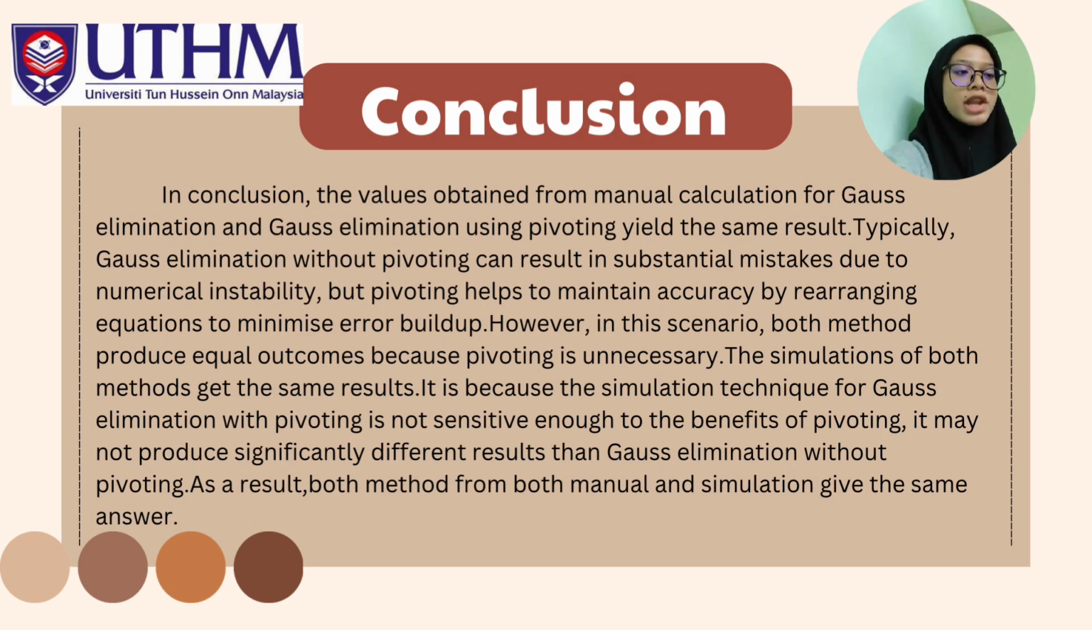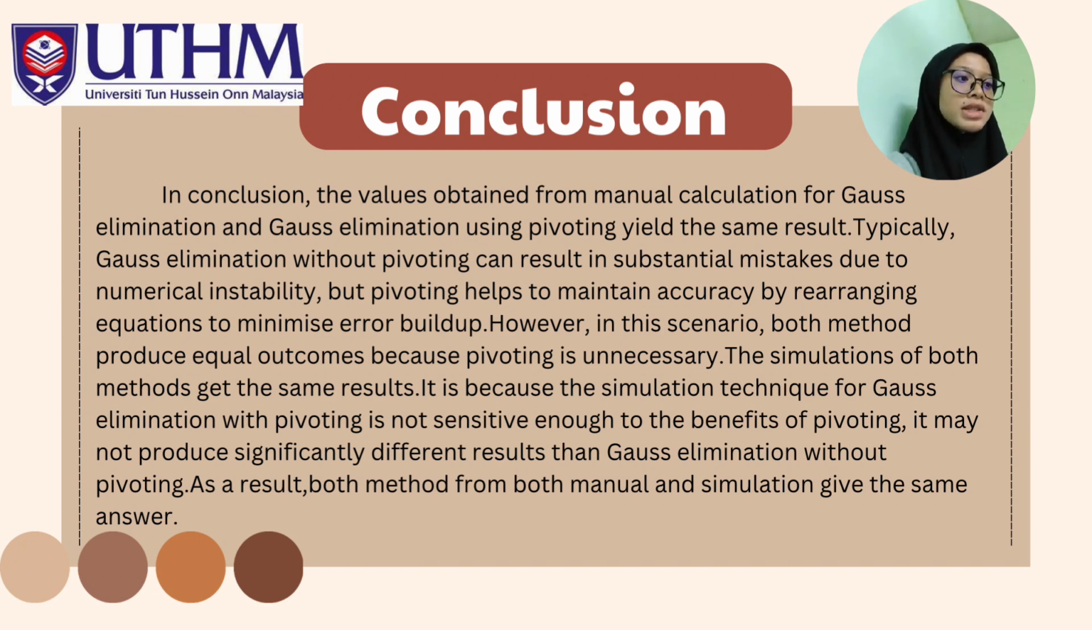In conclusion, the values obtained from manual calculation for Gauss elimination and Gauss elimination using pivoting yield the same results. Typically, Gauss elimination without pivoting can result in substantial mistakes due to numerical instability, but pivoting helps to maintain accuracy by rearranging equations to minimize error build-up. However, in this scenario, both methods produce equal outcomes because pivoting is unnecessary. The simulations of both methods get the same results.